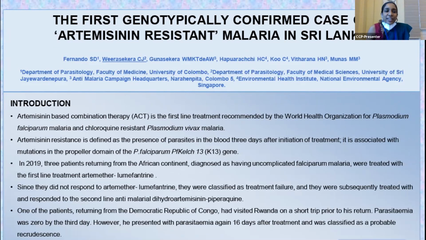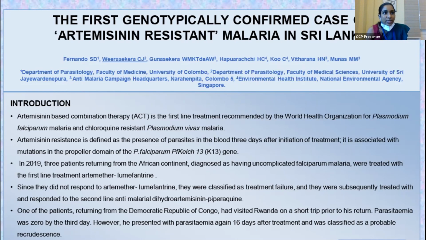Good afternoon, and thank you very much for giving me this opportunity to present on the first genotypically confirmed case of artemisinin-resistant malaria in Sri Lanka. Sri Lanka was declared malaria-free by the World Health Organization in 2016. Artemisinin-based combination therapy is the first-line treatment recommended by the World Health Organization for Plasmodium falciparum malaria. ACT resistance is defined as the presence of parasites beyond 3 days of treatment, and it is associated with mutations in the propeller domain of the Plasmodium falciparum PF-Kelch13 gene.